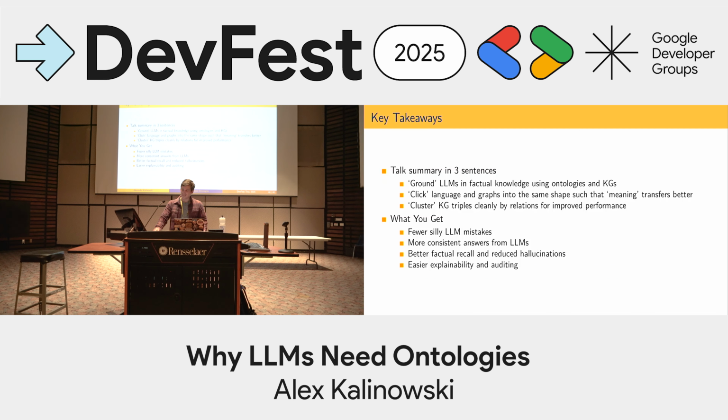Summary of the talk in 3 sentences. We ground LLMs in factual knowledge using ontologies and knowledge graphs. We link language and graphs together such that we retain semantic meaning. And we can represent these knowledge graph triples as first-class objects to improve the performance of this machinery as well. And what you get out of it: fewer silly LLM mistakes, more consistent answers, better factual recall, reduced hallucinations, and better explainability and auditing as well.